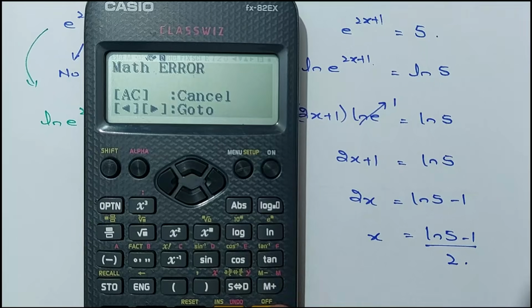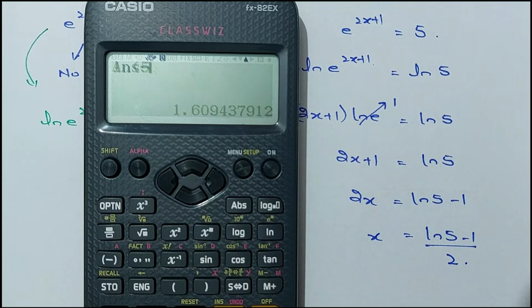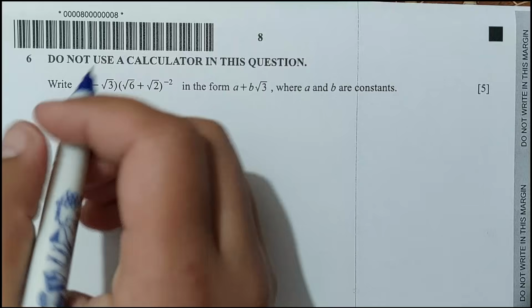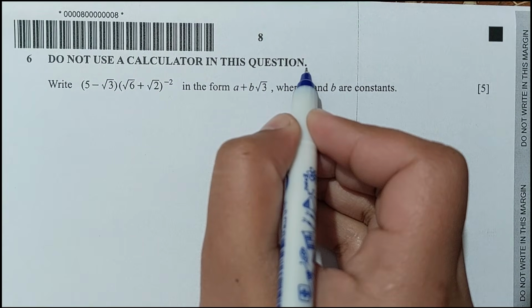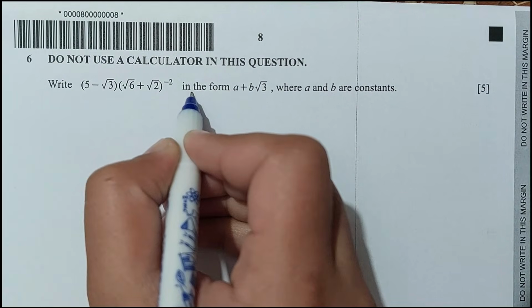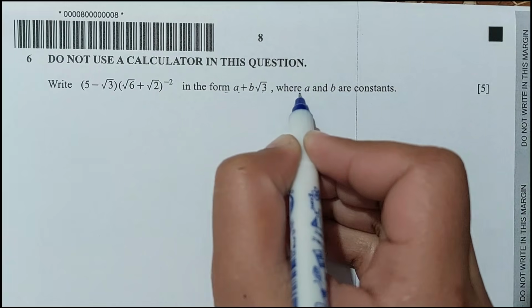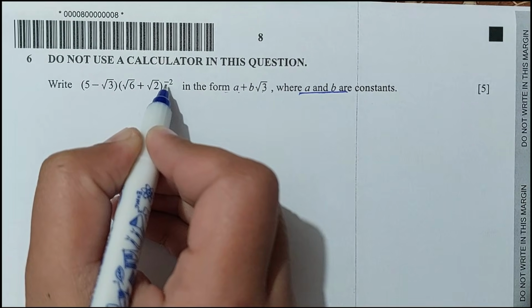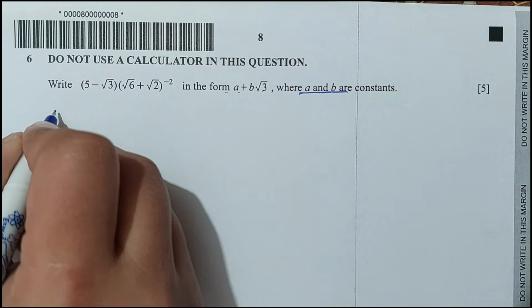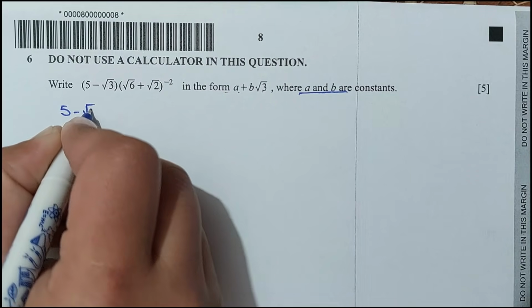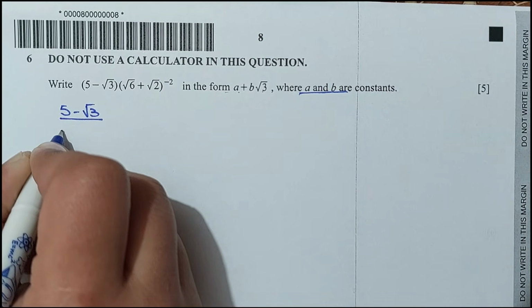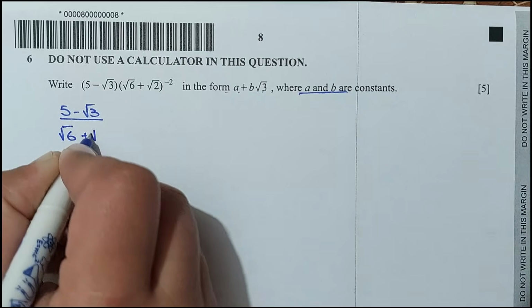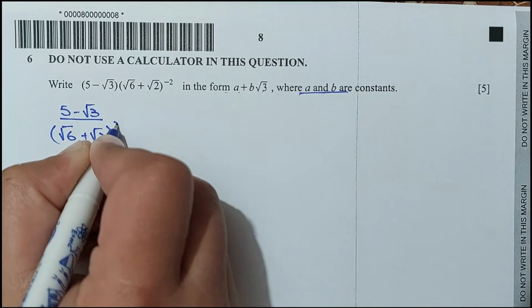Or we can do in decimals, (ln 5 minus 1) divided by 2, x equals 0.305. Okay, question number 6. Do not use a calculator in this question. Again, write this number in the form a plus b root 3, where a and b are constants. This is negative 2 power, write down in the denominator: (5 minus root 3) divided by (root 6 plus root 2), its whole square.